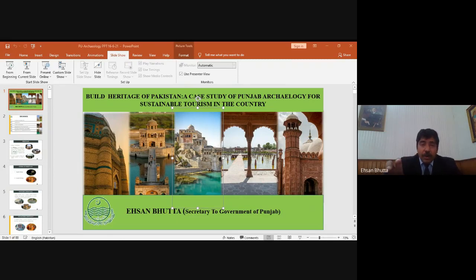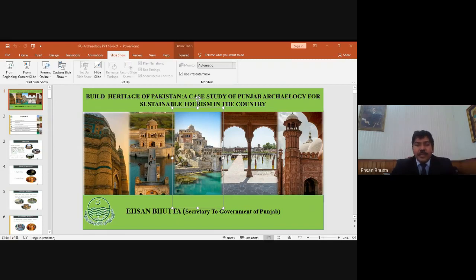So this is a very important thing. The Hungarian artist came in 1841, and after 170 years, all these 11 paintings have been restored with the help of Hungarian experts by the Archaeology Directorate recently. And this is how they have been restored in the Lahore Fort Gallery.